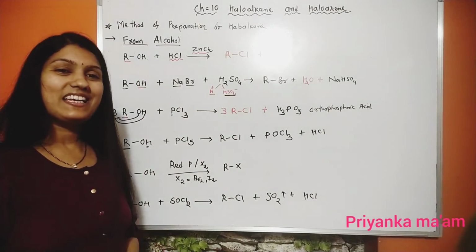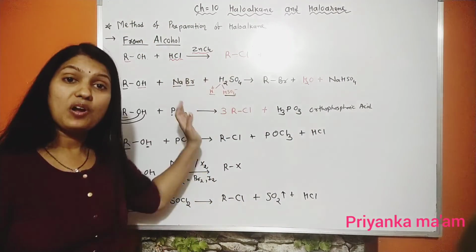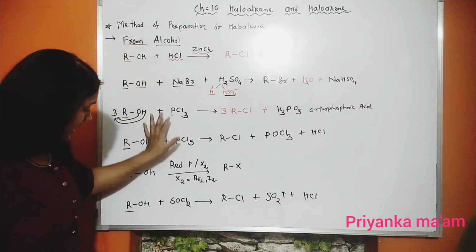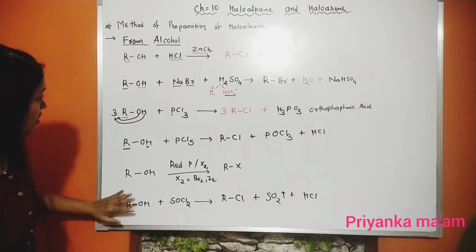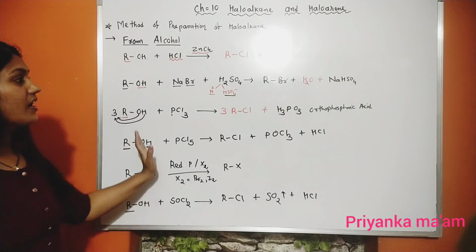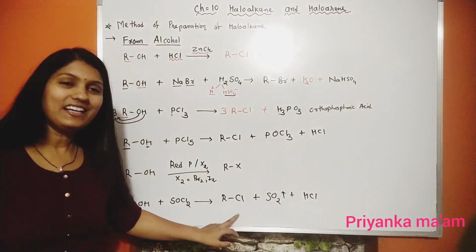See, it is a very easy reaction. See, method of preparation of haloalkane from alcohol. So alcohol has these 6 reactions, and all of these convert alcohol into haloalkane. Right? Okay.